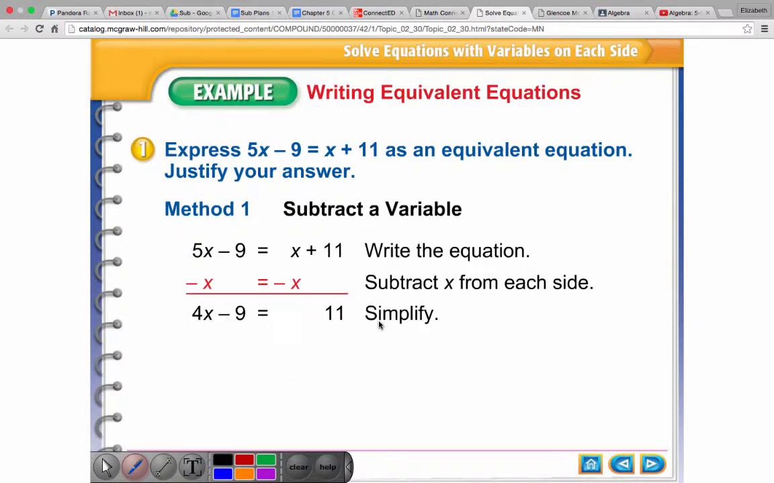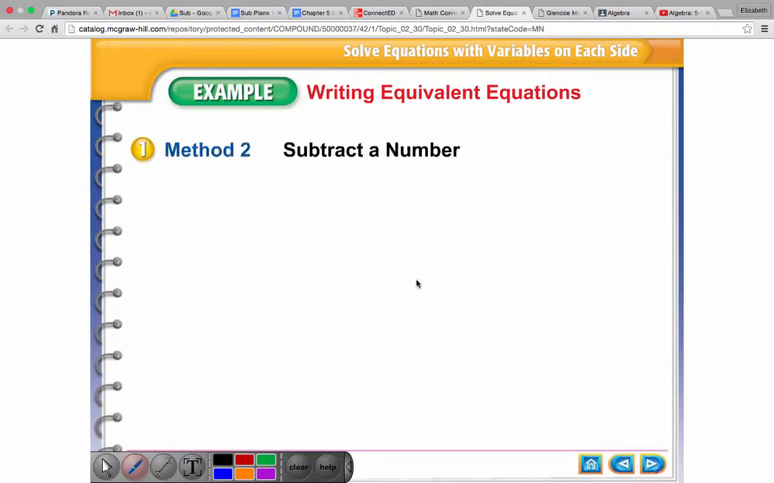So if I add 9 to both sides, I then have 4x equals 20. And if I have 4x equals 20, that means I'm multiplying 4 times x. And to undo multiplication, we're going to divide. So that means we have x equals 20 divided by 4, or x equals 5. Okay? So let's see if we get the same thing if instead of starting by subtracting x from both sides, we start by subtracting a number first.